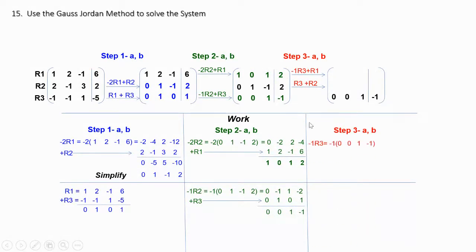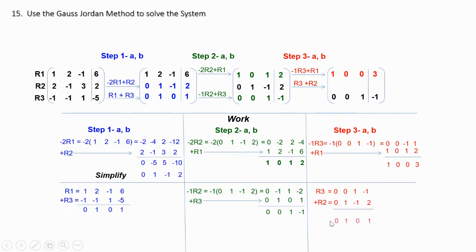So here's my work. -1 row 3 will be -1 times row 3. Row 3 is 0, 0, 1, -1, right? So if I multiply -1 by all those numbers, it's going to give me 0, 0, -1, and 1. Now all I do is bring row 1 over. Row 1 is 1, 0, 1, 2. So after I do the operation, it's going to give me 1, 0, 0, 3. That's my new row 1. In a similar fashion, I do the second step, row 3 plus row 2.